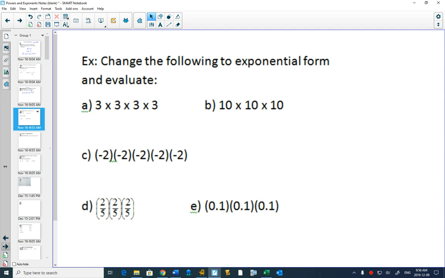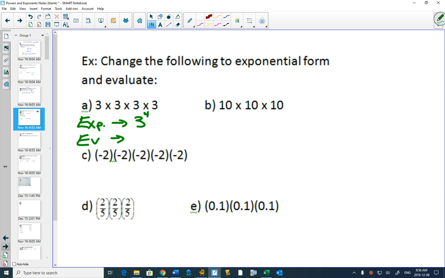So write it in exponential form. It would be 3 to the power, or exponent, of 4. Perfect. So we've written it as a power. To evaluate, that means get the actual answer.